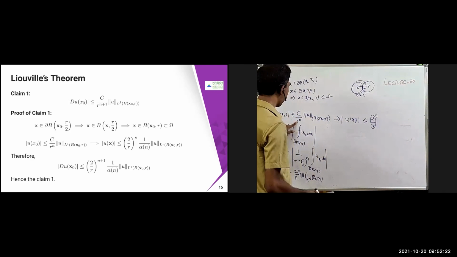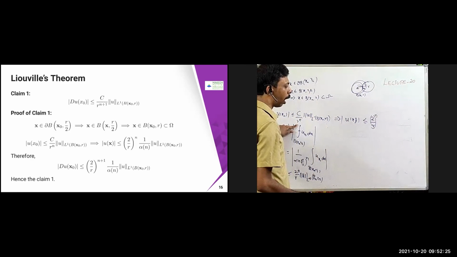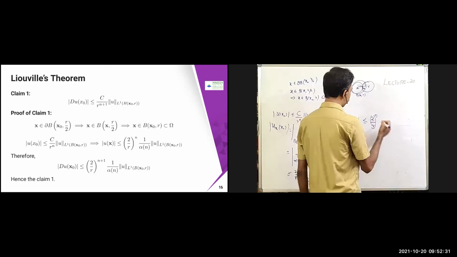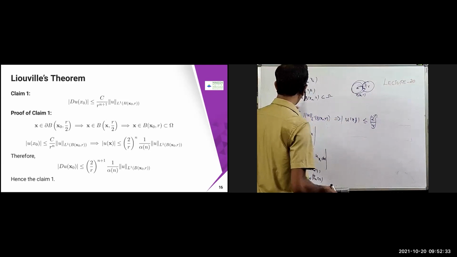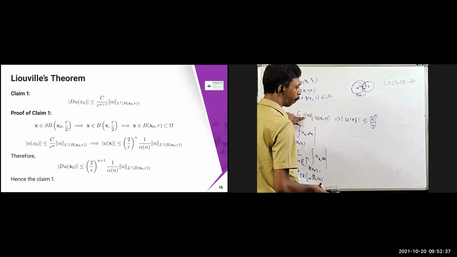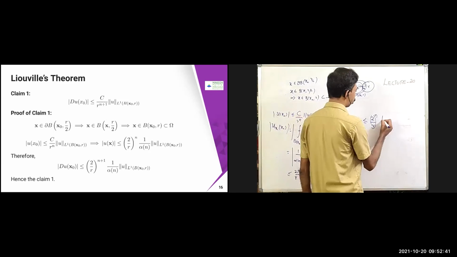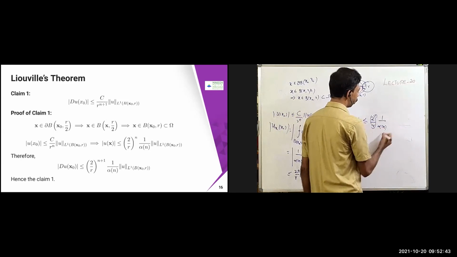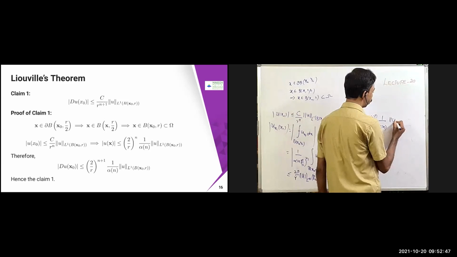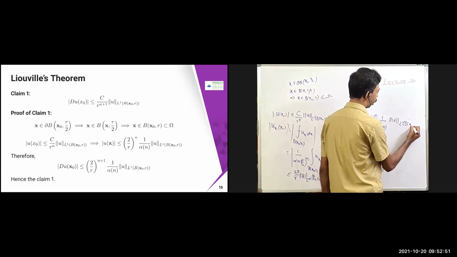So instead of r you are going to get r by 2. If you apply r by 2, then you get 2 power n by r power n, into c. Now you have to apply the definition of B of x naught comma r by 2 also. So in that case you are going to get 1 by alpha n, which is nothing but the volume of the ball, into the norm of u in L1 of B of x naught comma r.